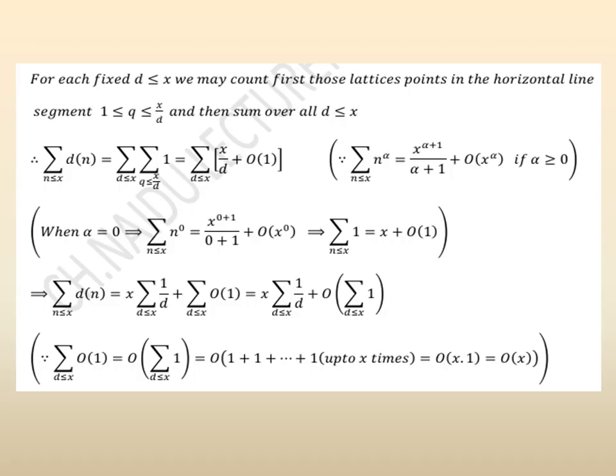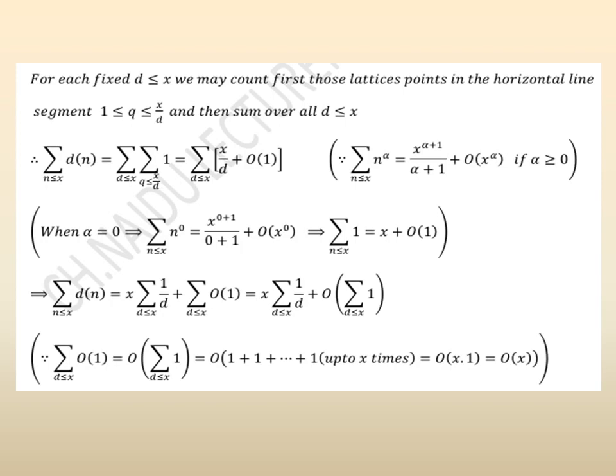Now we continue. Therefore, the summation of d of n for n less than or equal to x is x times the summation of 1 by d, d less than or equal to x, plus the summation of big O of 1, d less than or equal to x, and this is equal to x times the summation of 1 by d, d less than or equal to x, plus big O of the summation of 1.